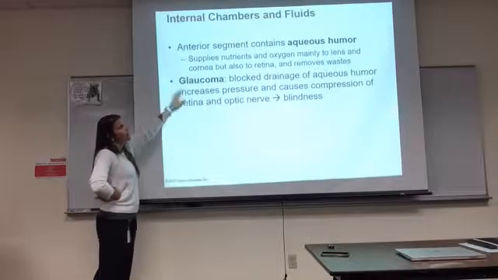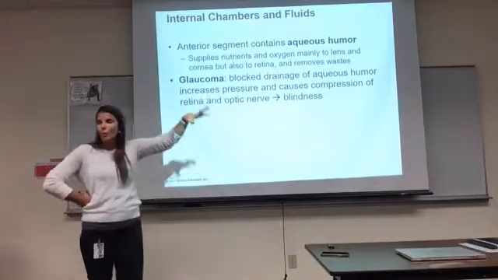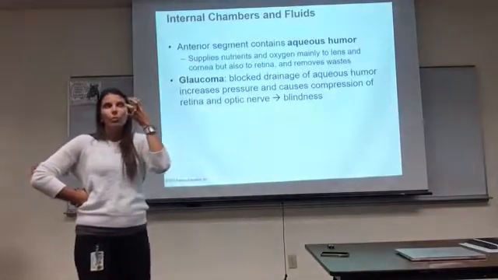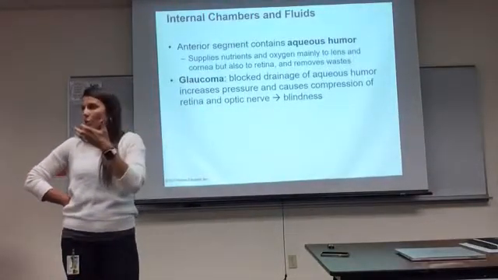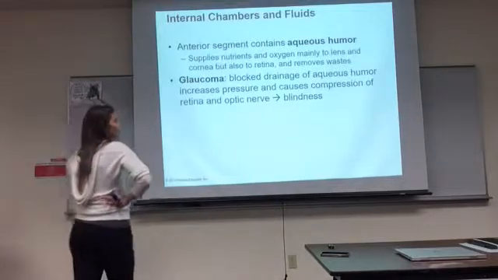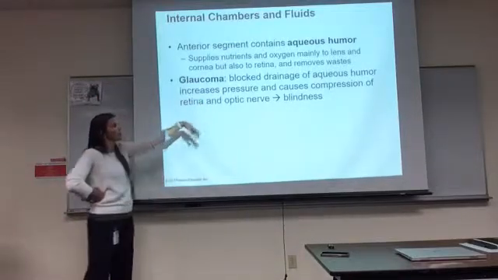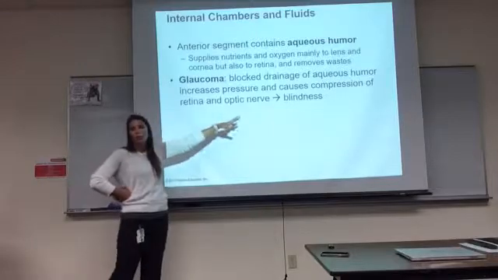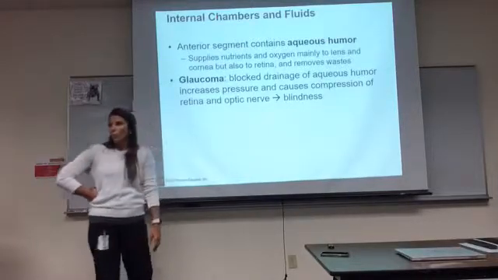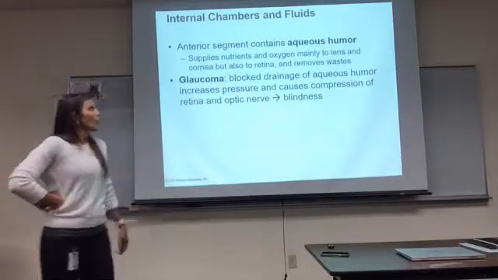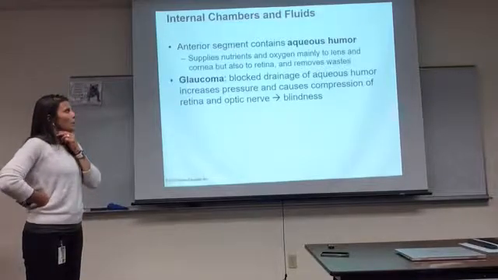Glaucoma is when the drainage sinuses have been blocked, and so that fluid builds up and creates a pressure that makes it really difficult for you to see. So increased pressure causes compression of the retina and optic nerve, and eventually leads to blindness. Okay? So glaucoma is just that aqueous humor building up.